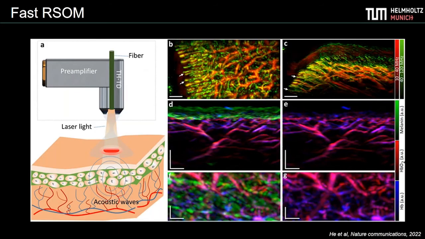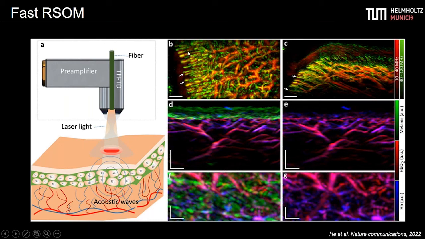With this new configuration, here is the implementation of the fast RSOM scheme. This is the ultrasound detector, similar to the first generation. The difference is we drill a tiny hole with a diameter in the range of 300 micron, and then we use a single fiber to transmit the light. This allows us to achieve coaxial illumination and detection. And with this small illumination spot, as I said, we can significantly increase the repetition rate of the laser source.